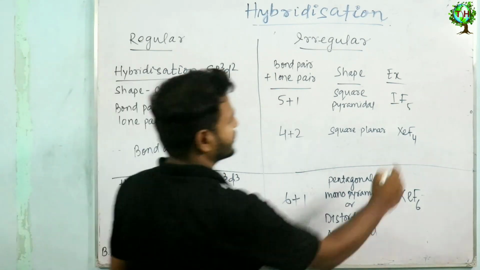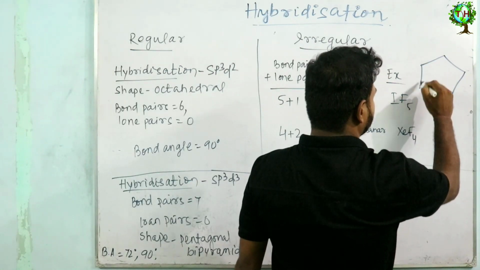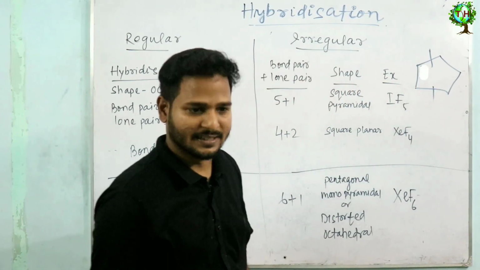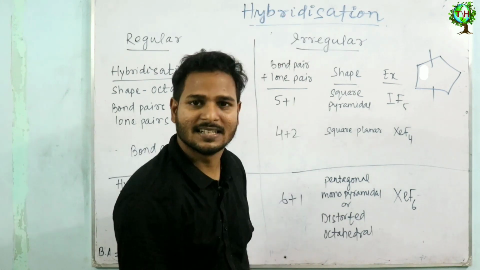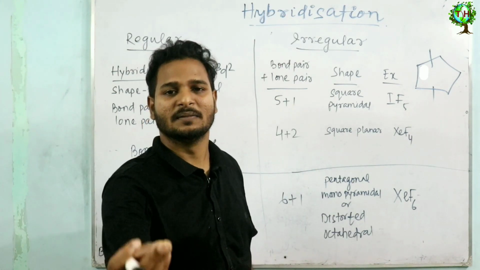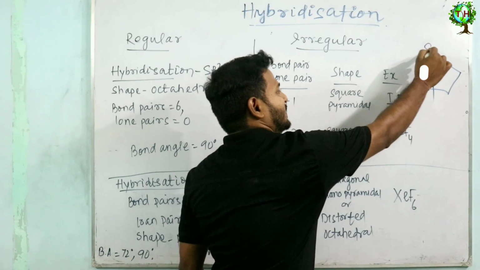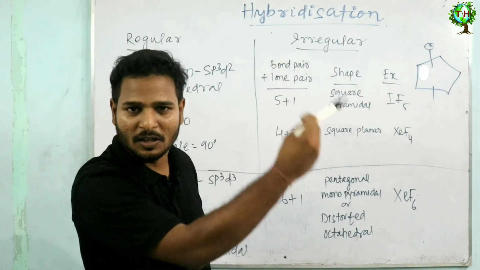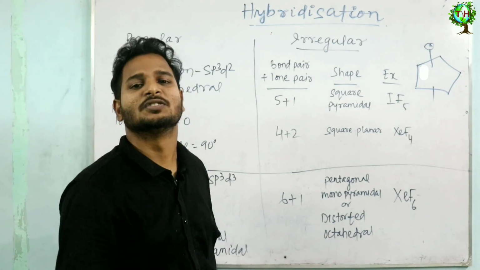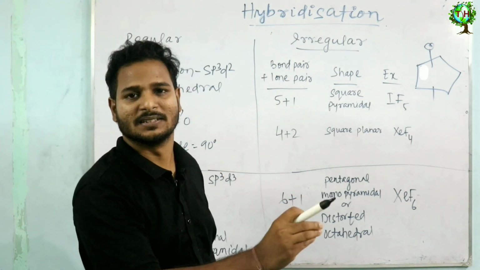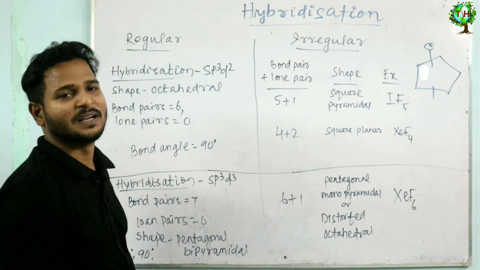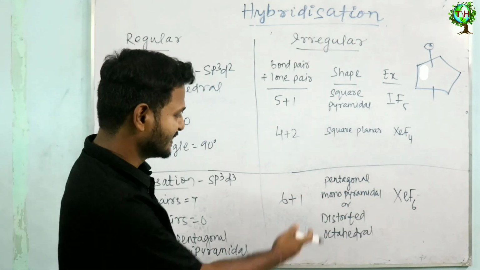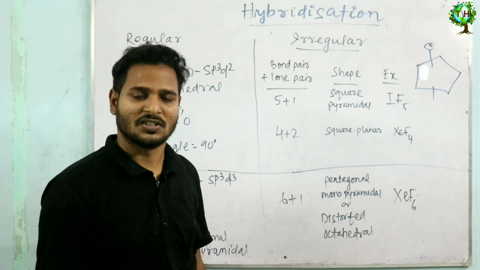Next one is sp3d3, a pentagonal bipyramidal structure. Pentagonal bipyramidal structure: 72 degrees equatorial and axial 90 degrees. In the pentagonal bipyramidal shape, I should place a lone pair instead of a bond pair. Okay? So the shape is pentagonal monopyramidal. In XeF6, we should show the pentagonal monopyramidal structure.